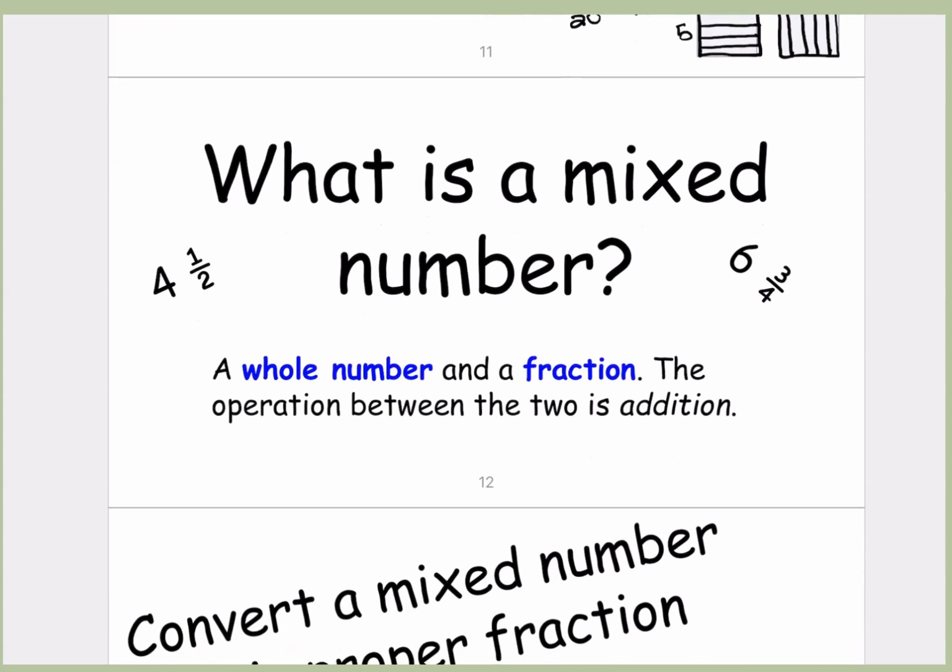Well, as we shared before, a mixed number is a whole number and a fraction. The operation between the two is addition. So for example, I have 4 and 1/2. That means I have 4 whole pieces plus another piece that is 1 out of the 2 needed to make a whole. Here I have 6 and 3/4. So we use the word and.